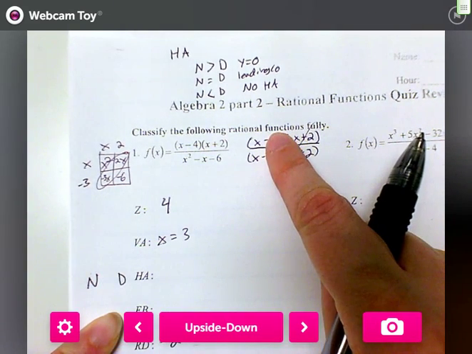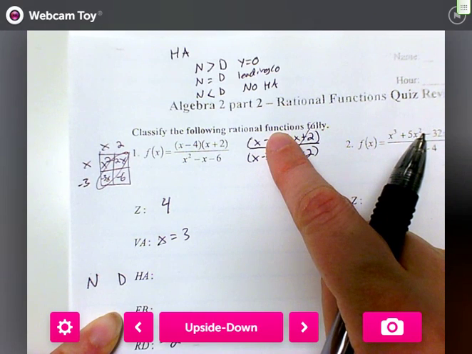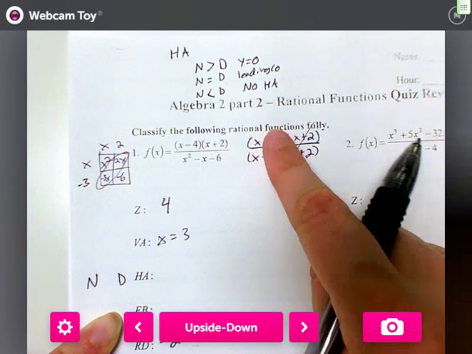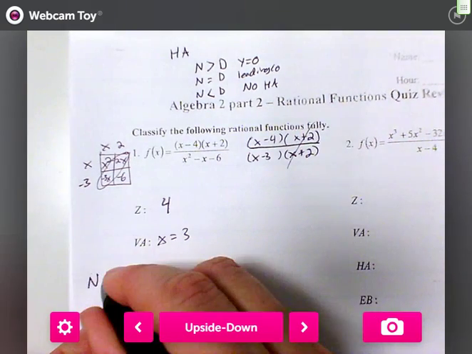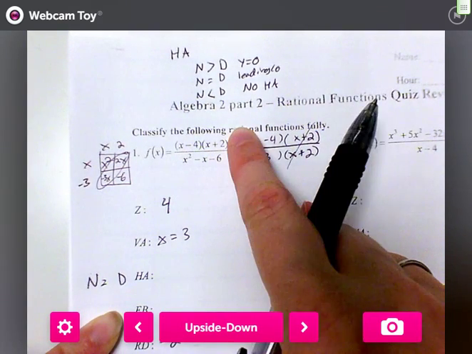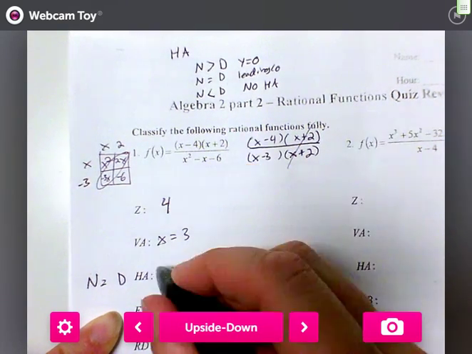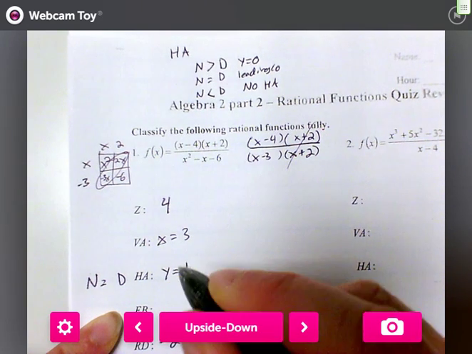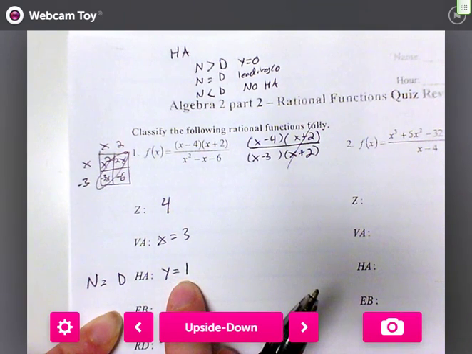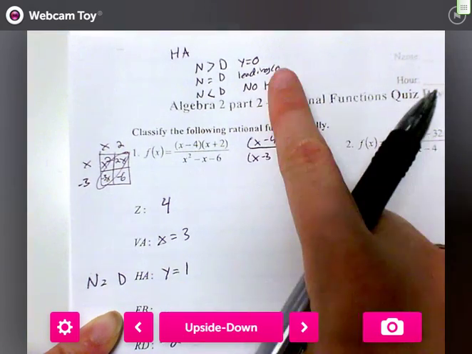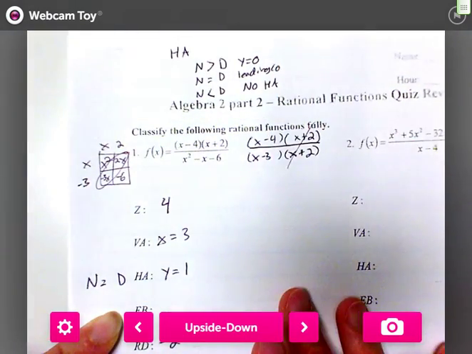All right. So is the numerator bigger in degrees? So that's the little exponents. Are they equal to, greater than, less than, what? Equal to. So that means it's the leading coefficient. Are there any numbers in front? So then it would be y equals 1. And you need to have that y equals for these. Y equals the leading coefficient, y equals 0, or none.